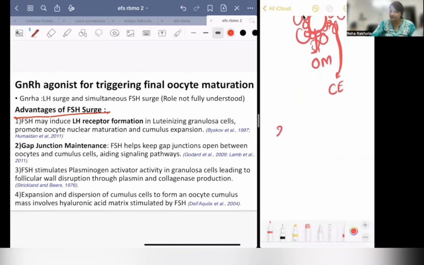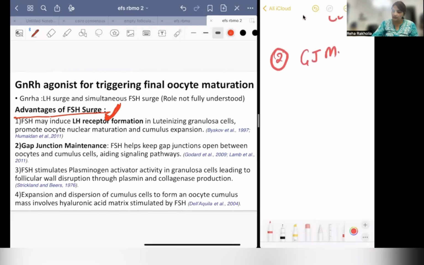Second, we are talking about what the advantages of the FSH surge are, because when we are using an HCG trigger, there won't be an FSH surge, there will be only an LH surge. But when we are giving a GnRH agonist trigger, it is like a normal natural cycle, and there will be both FSH surge and LH surge. Okay. Second, gap junction maintenance. There will be open gap junctions between the oocyte and cumulus, which helps in the signaling pathway.